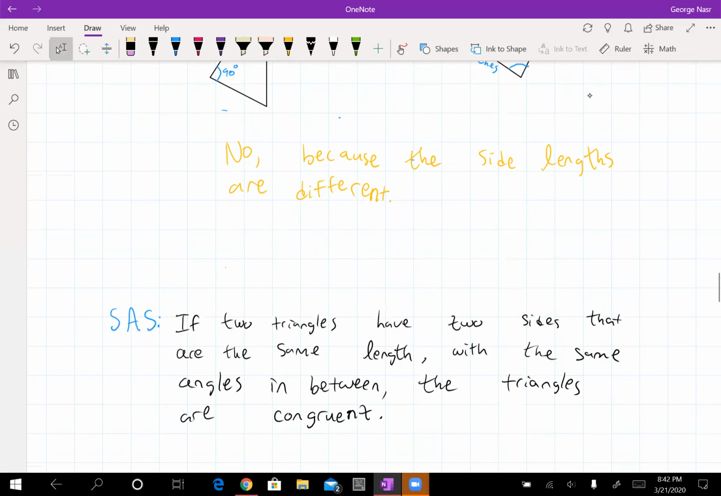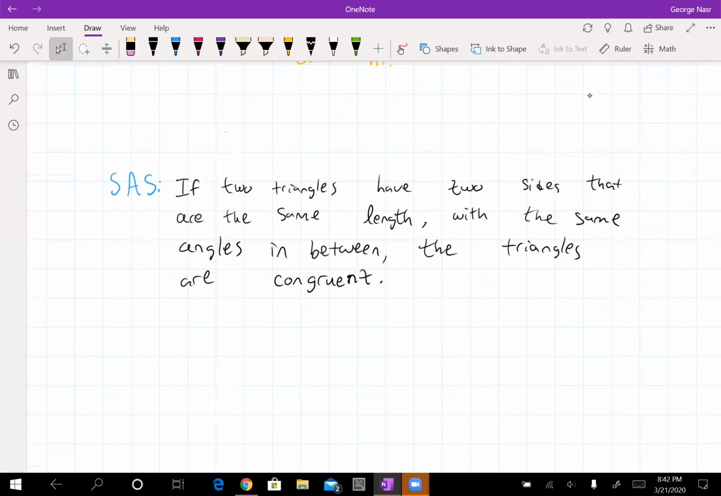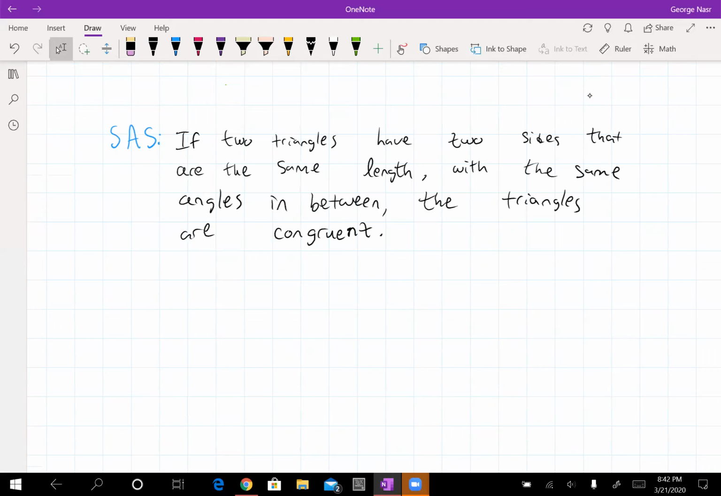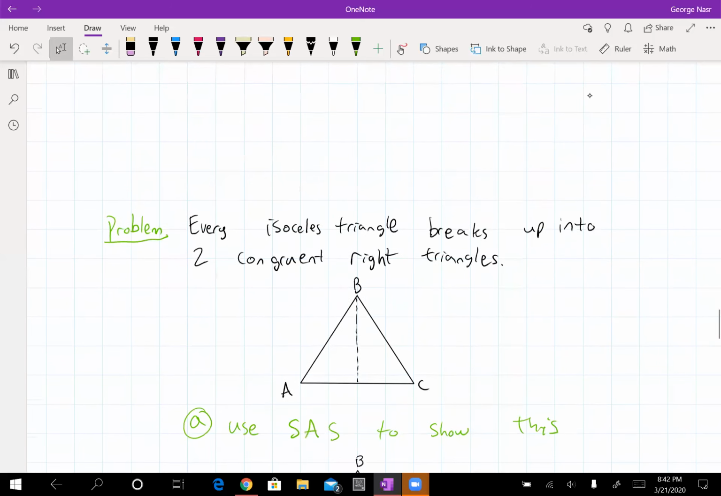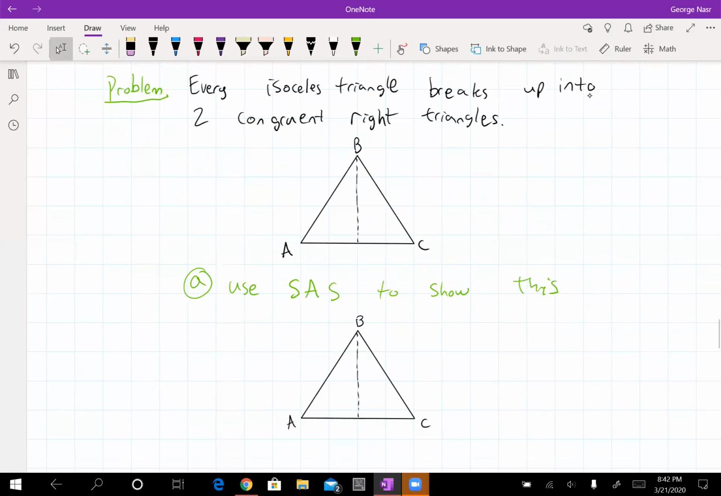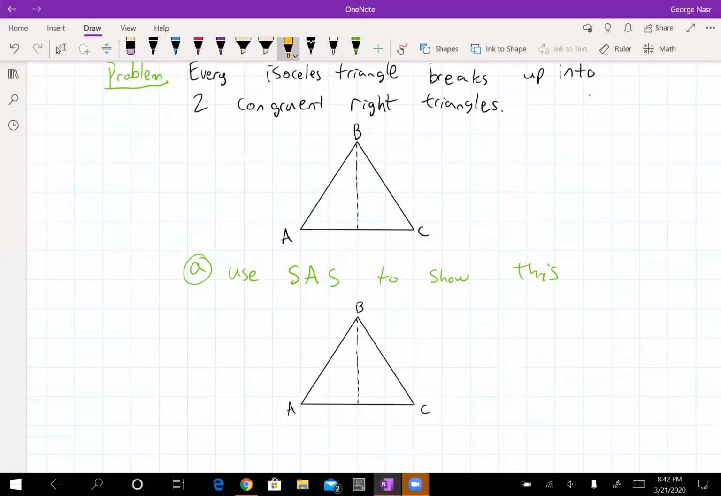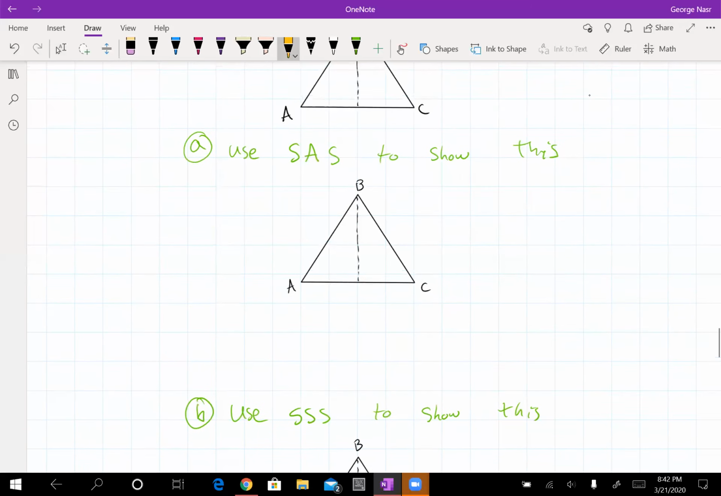Okay, so that is angle, side, angle. There's also one for side, angle, side. So if you have two sides and the angle is the same in between in both triangles, we can also use one of these tools. So here's a problem. And it works out that every isosceles triangle breaks up into two congruent right triangles. And so just looking at this picture right here, you can probably see the two right triangles. But let's use SAS, side, angle, side, to show this.